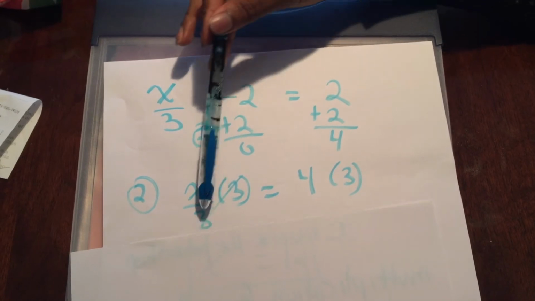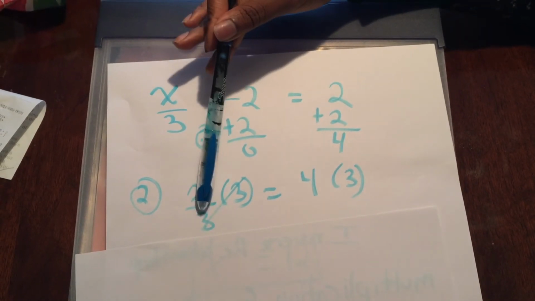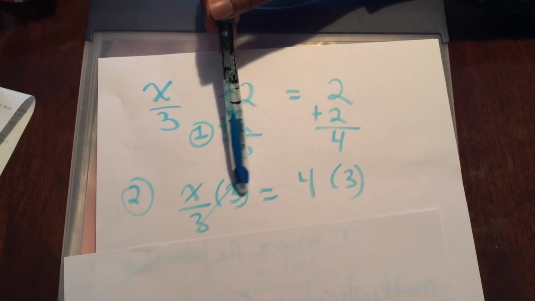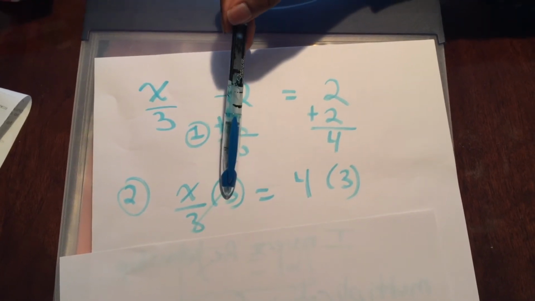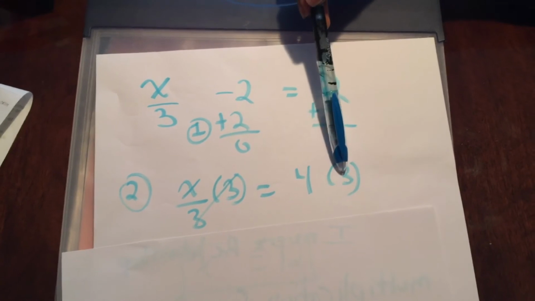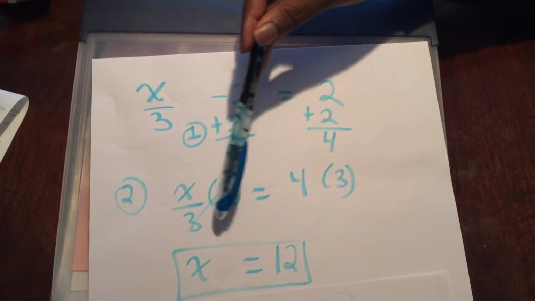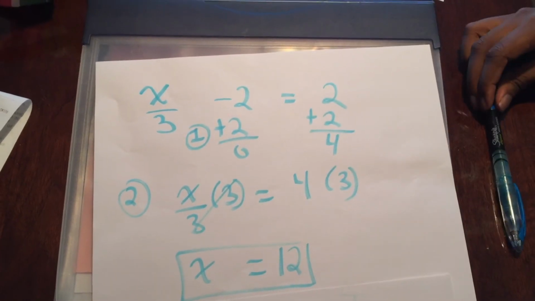The next step: here we have x divided by 3. How do we undo division? We multiply. When we multiply by 3, the denominator and numerator cancel out, and on the other side, 4 times 3 gets us 12. So now we're left with x equals 12.